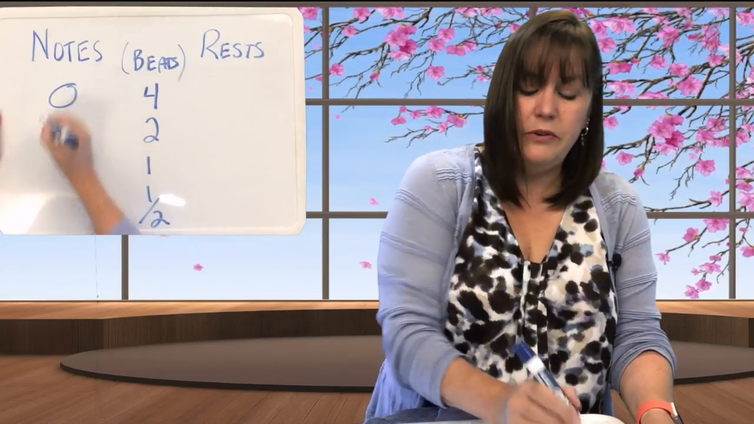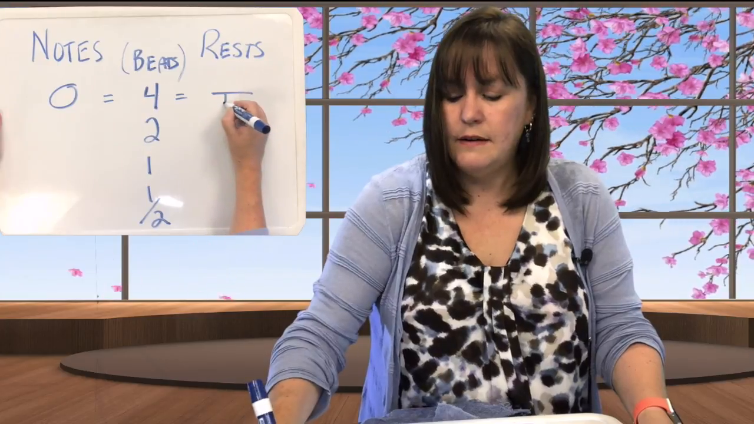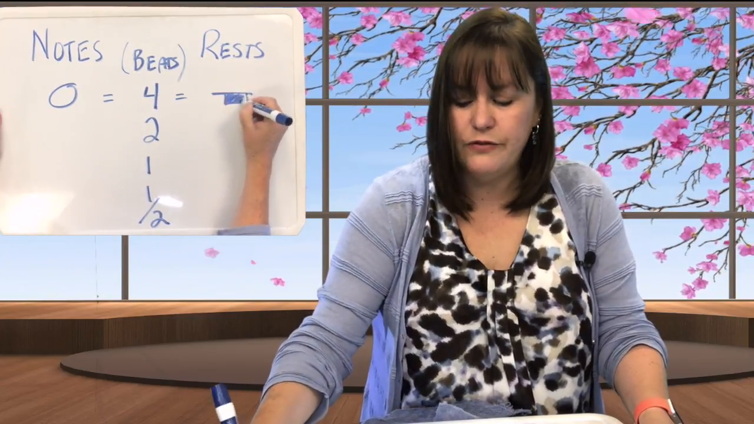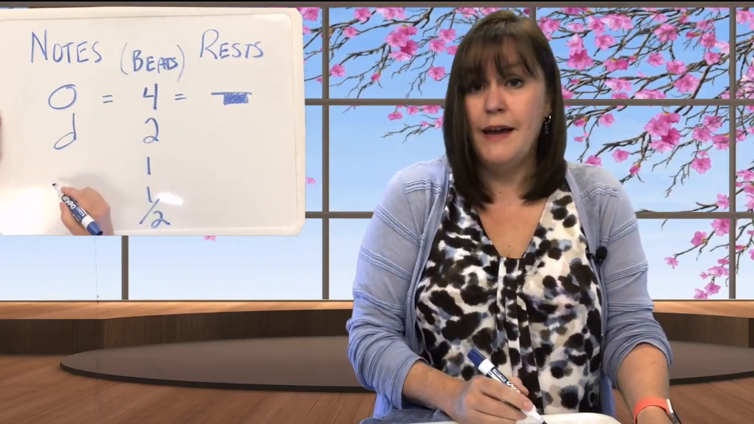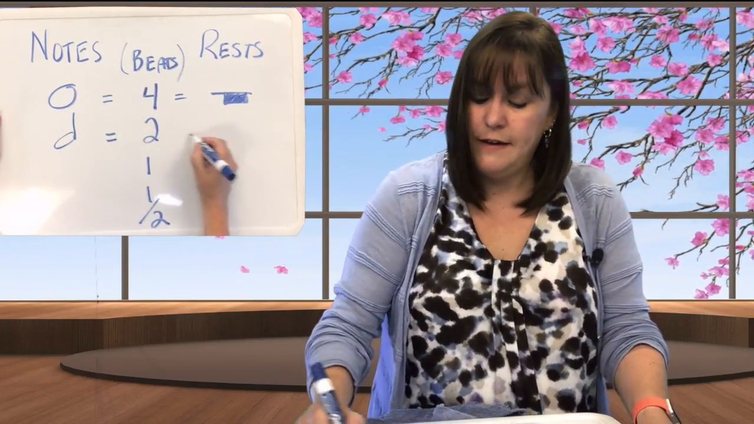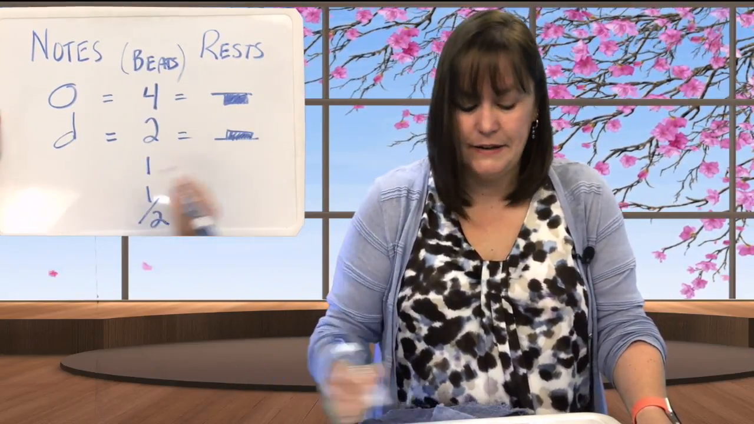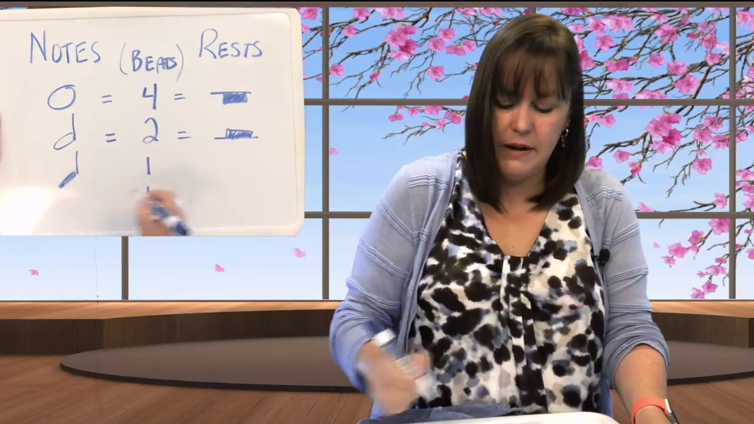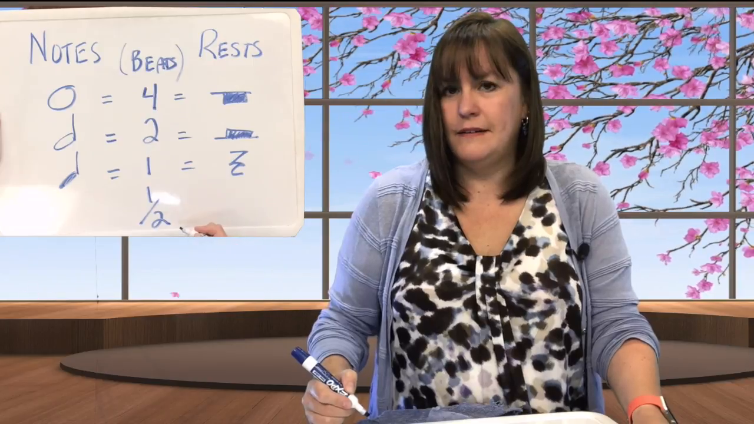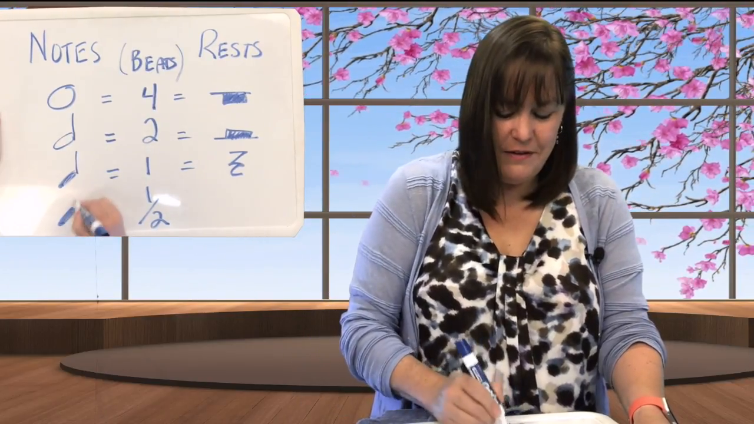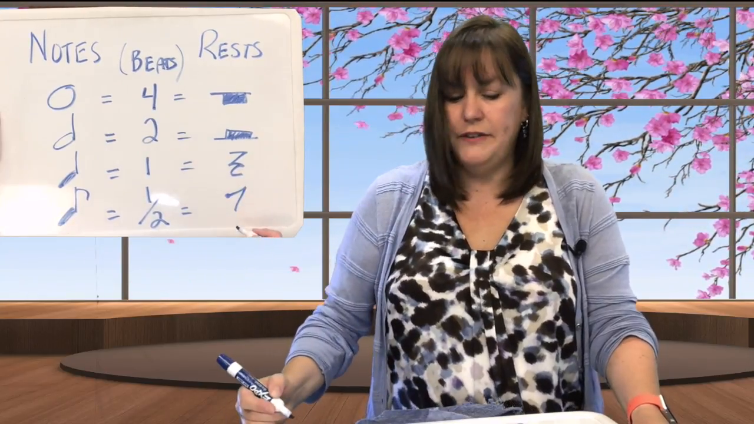Start with that whole note. Empty head equals 4 beats. The whole rest looks like a hole that you could fall into if you were walking along. Half note, 2 beats. Half rest looks like a hat. Quarter note, 1 beat. Quarter rest, Z, C. 8th note, half a beat. 8th rest looks like a 7, also half a beat.